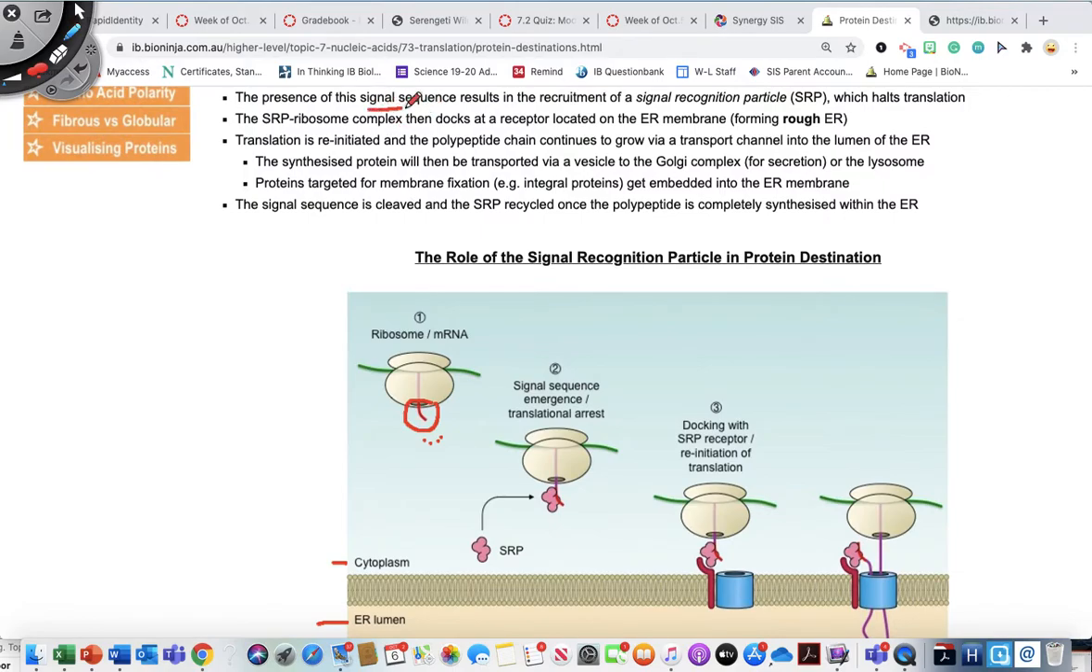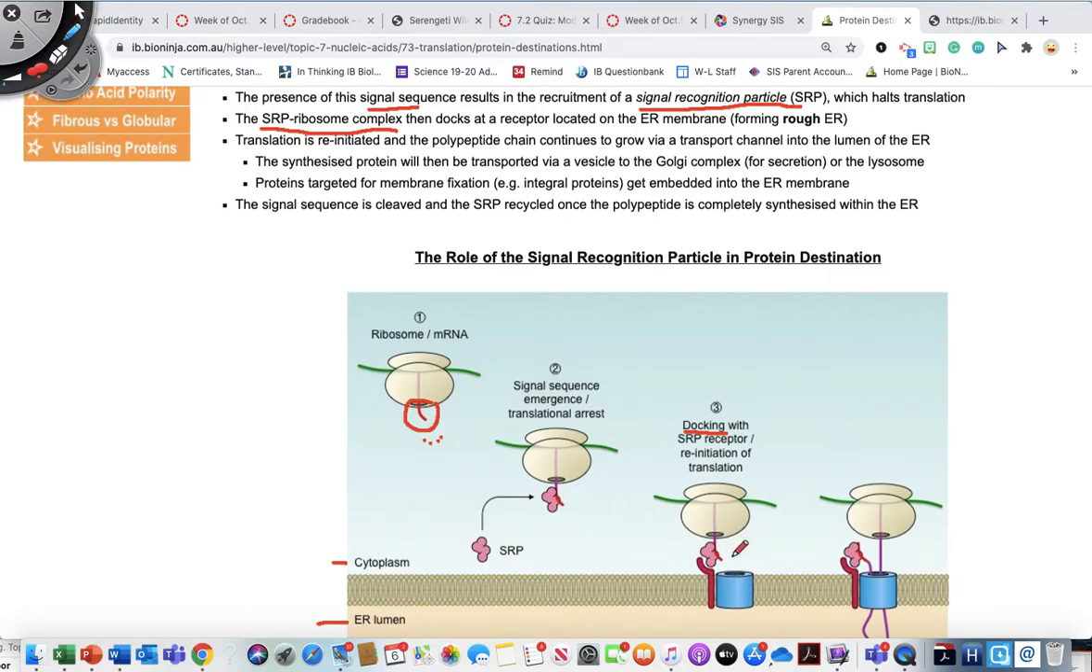So the signal sequence results in a recruitment of another particle. And this other particle happens to be a protein also. So this other particle is called an SRP, or signal recognition particle. The signal recognition particle then binds to the protein that is releasing that signal, and it forms a complex. So now we have an SRP ribosome complex. So this is what's going to direct the ribosome to go and dock on the membrane of the ER.